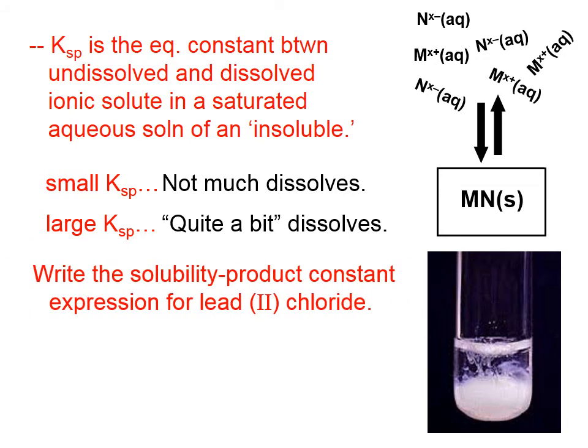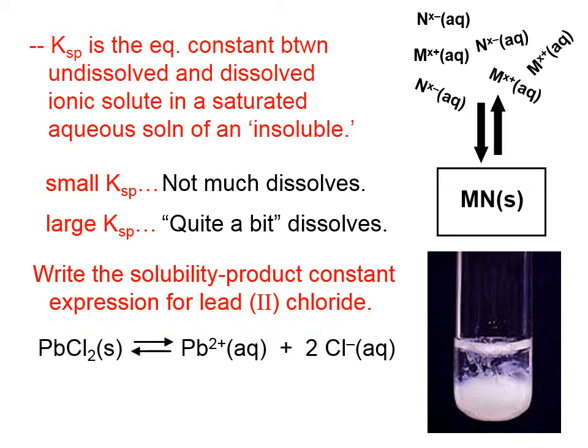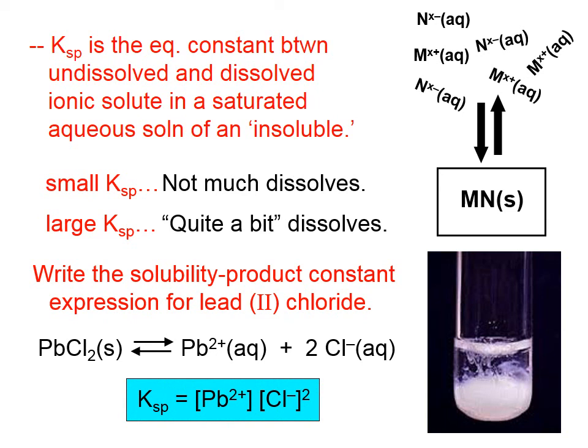Let's try one. Let's write the solubility product constant expression for lead(II) chloride. We need to write the formula for lead(II) chloride. We would write it dissociating, which it doesn't do very much of because it's an insoluble. But the bit that does dissolve dissolves in this way that I've shown here, forming a lead(II) ion and 2 chloride ions. Well, the Ksp then is simply [Pb2+] to the first power and [Cl-] to the second power.